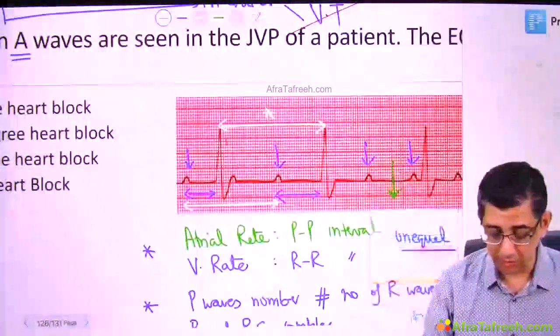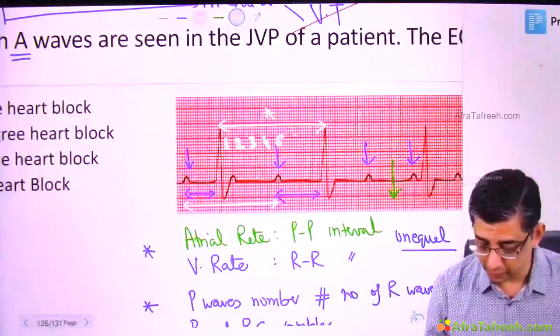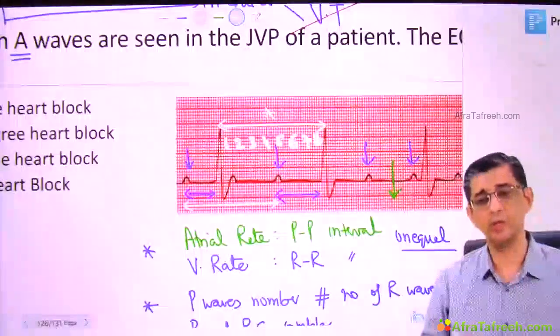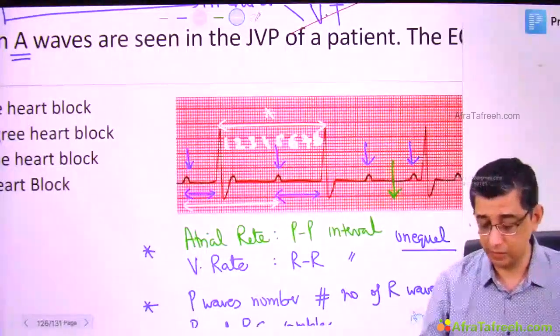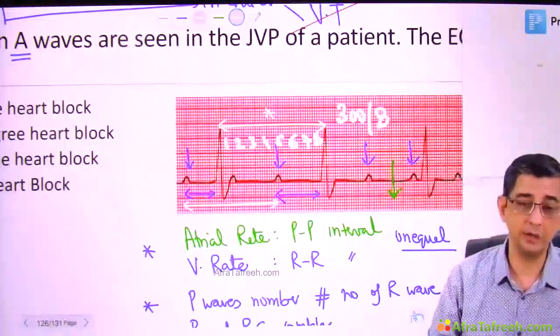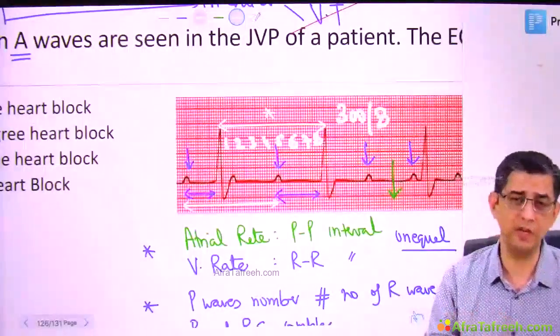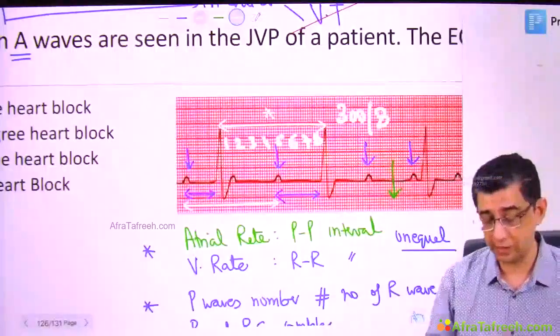Let's just do this activity. If you count the number of large squares, it's going to be approximately 8 large squares between the R and the R waves. So just look at the heart rate, guys. It's going to be less than 40. I would say it would be something in the range of 35, 36 only. So that's an extremely slow heart rate.